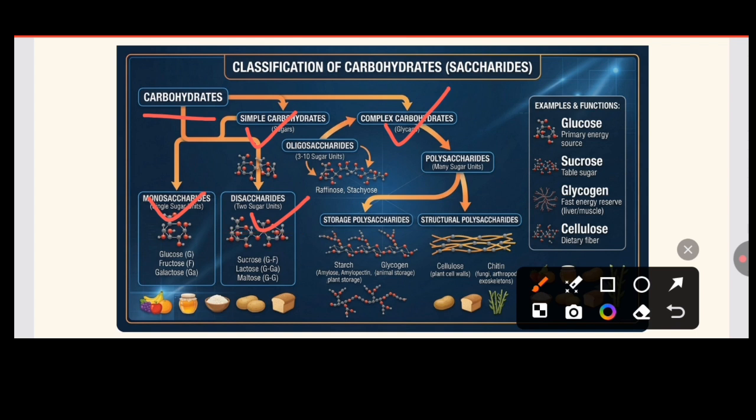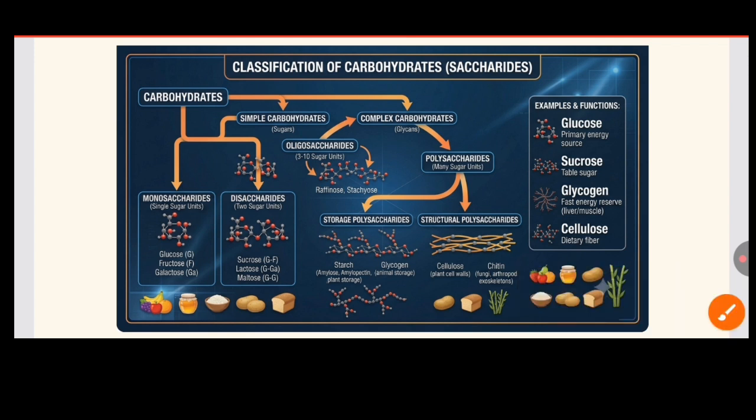Complex carbohydrates are divided into oligosaccharides and polysaccharides. Oligosaccharides are chains of sugars, like 3 to 10 units, and many chains of sugar units we call polysaccharides. Polysaccharides are classified into storage polysaccharides and structural polysaccharides.